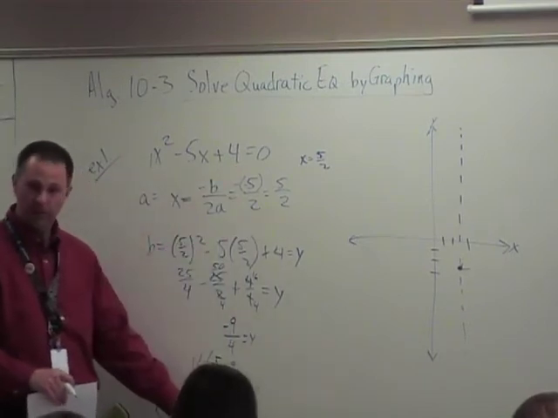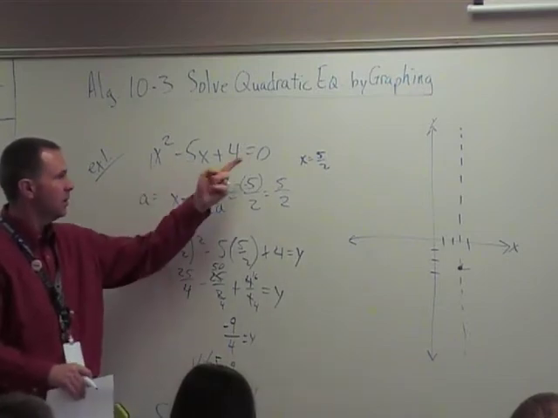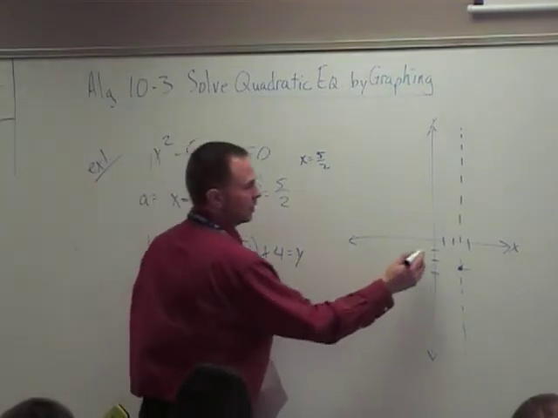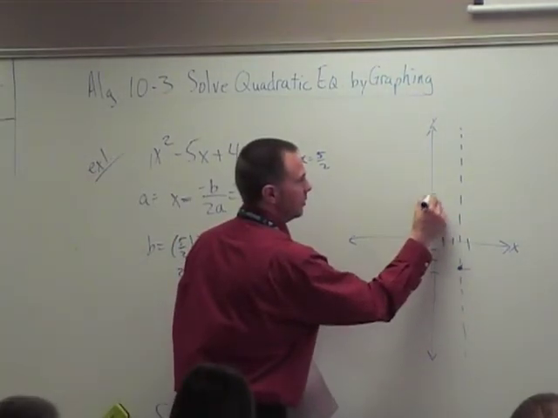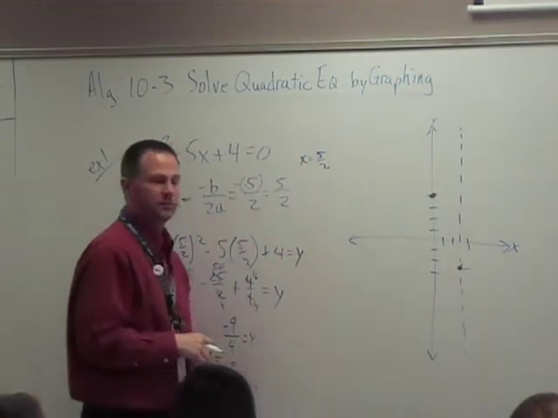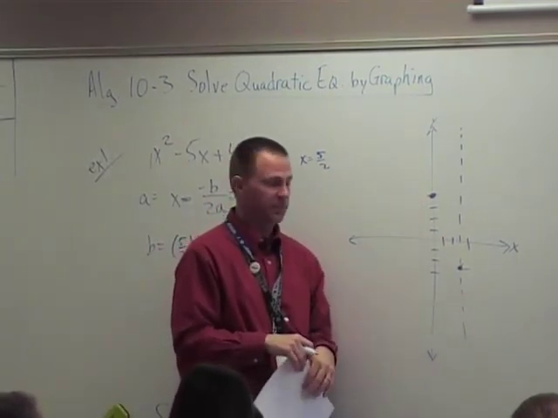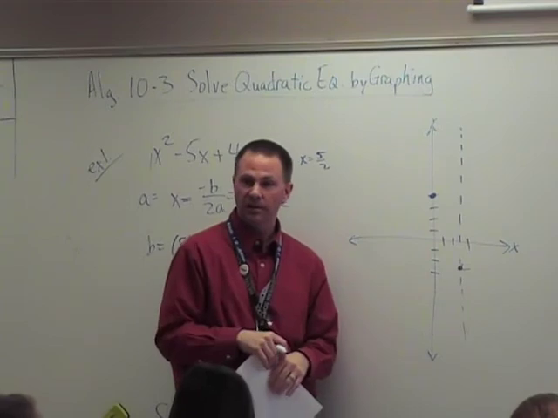When x is 0, it's like the xy chart again. Plug 0 in for x. What do I get? Y equals 4. 0, 4 is where it goes through the y-axis. It has to open up, so to hit that point. Now where's it cross the x-axis?